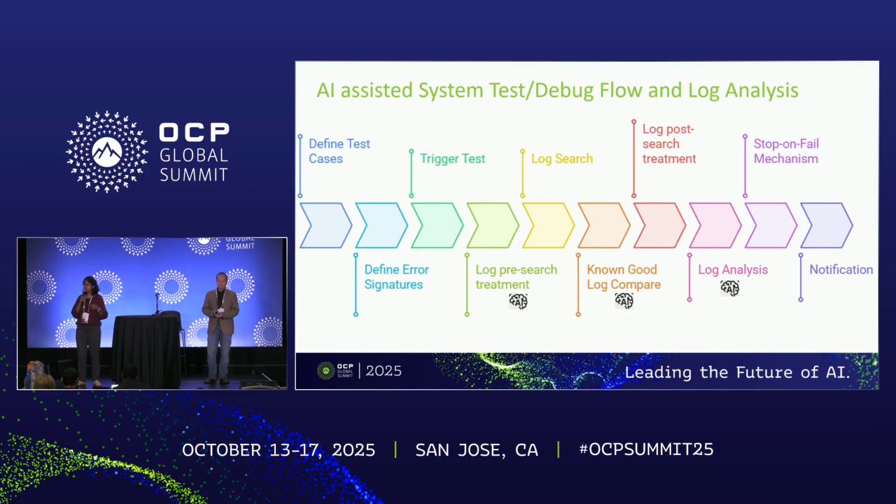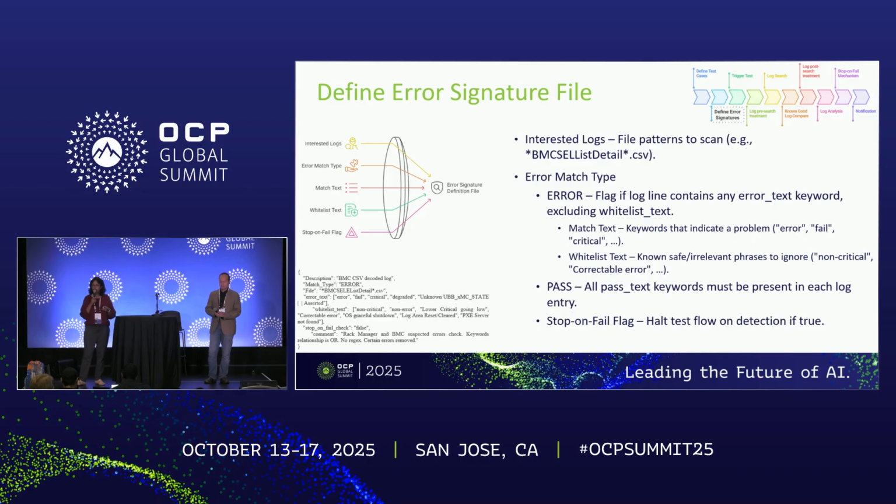And then the last step is to really notify the systems engineer to say, you have a failure and you need to quickly attack it with the logs that you have. Moving on to the first stage, defining the error signature file. Yeah, so I'll be introducing this part.